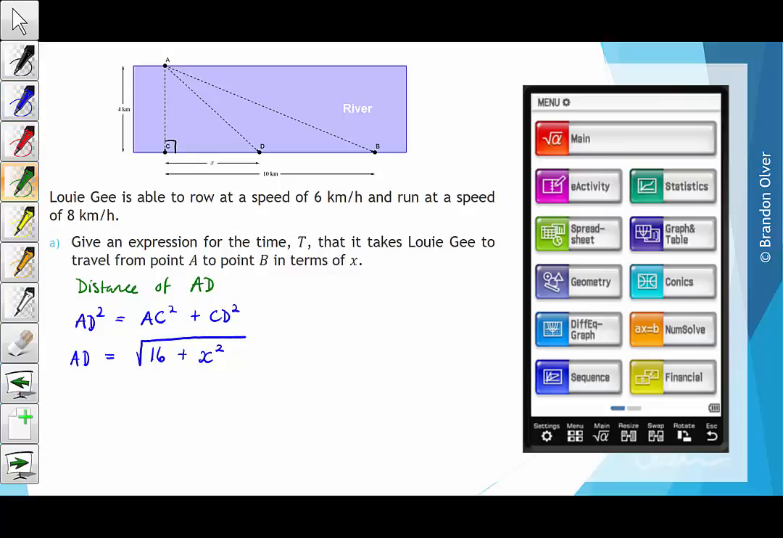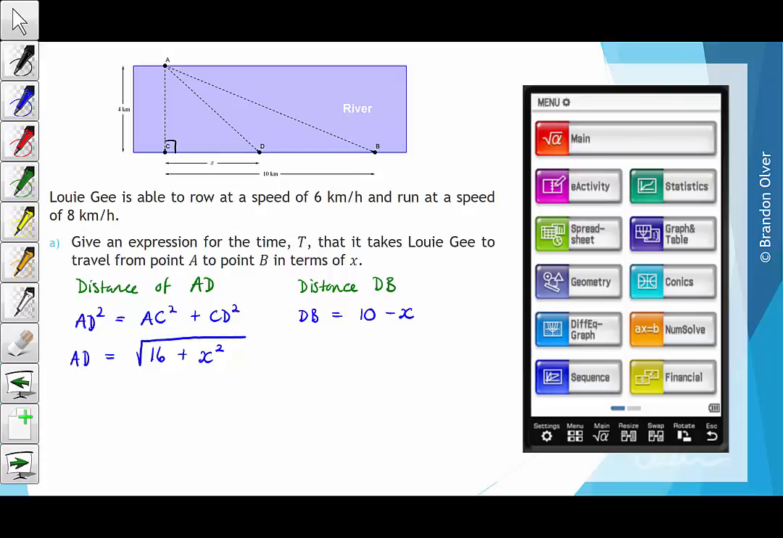Then we can also work out what the distance is between D and B. And the distance DB is just equal to 10 kilometres subtract x, or the remaining distance that he has to run from the point he lands at D.